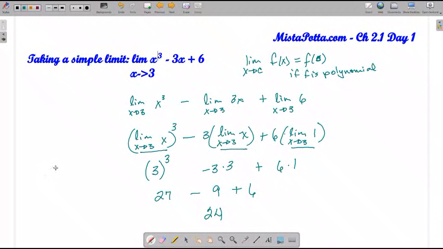And so that's a pretty powerful statement. The thing is, if I have a polynomial, I don't have to go through this rigorous procedure. I can just do the direct substitution, because it follows from the property of exponents, the property of coefficients, and the properties of addition and subtraction, that I should get a numerical limit as long as my value is defined.